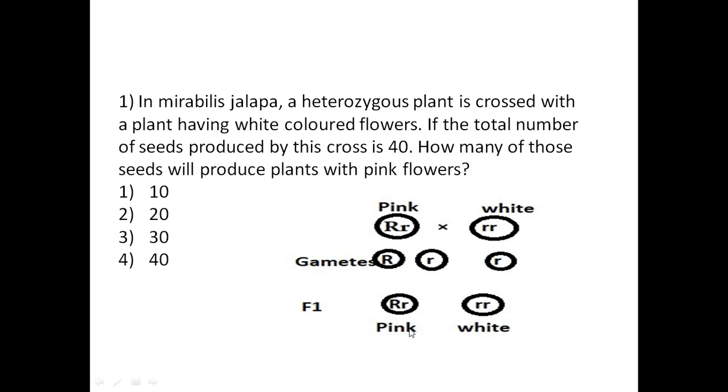Then in the F1 generation, 50% of the plants produce pink colored flowers and 50% produce white colored flowers. The number of seeds produced is 40, of which 50% will produce pink flowers and the remaining 50% will produce white flowers. So 50% of 40 is 20. Hence 20 seeds will produce plants with pink flowers.